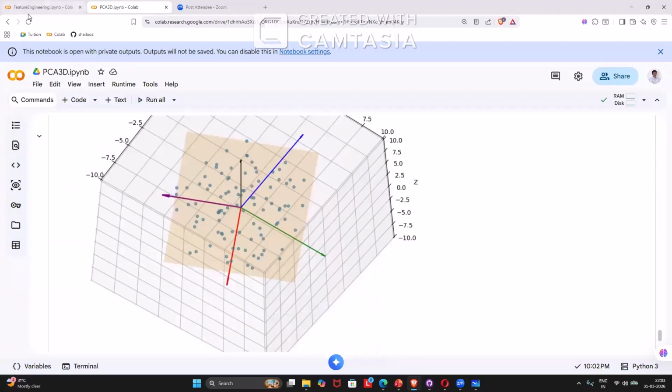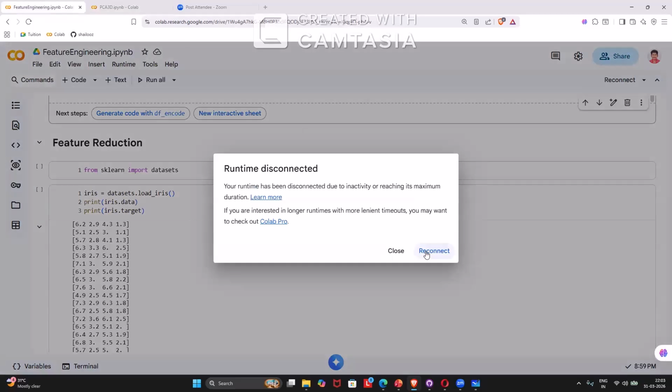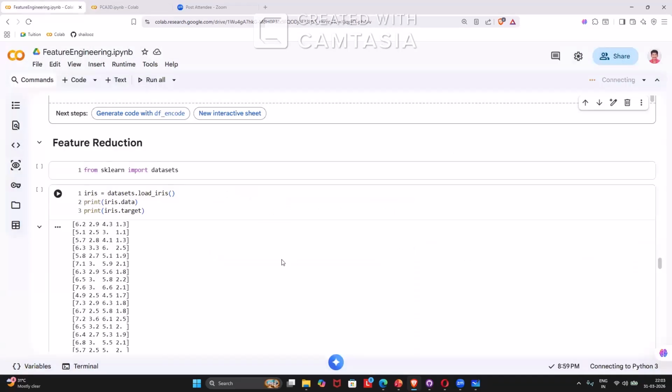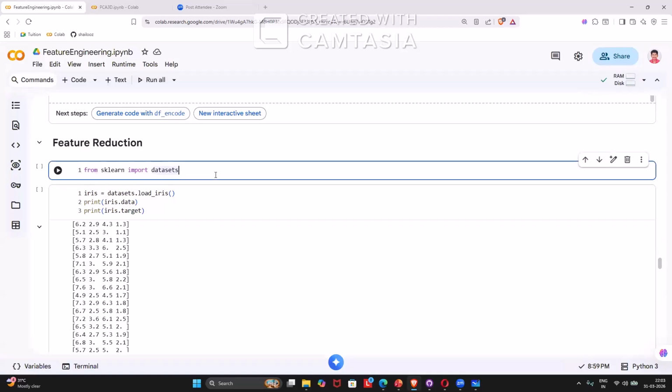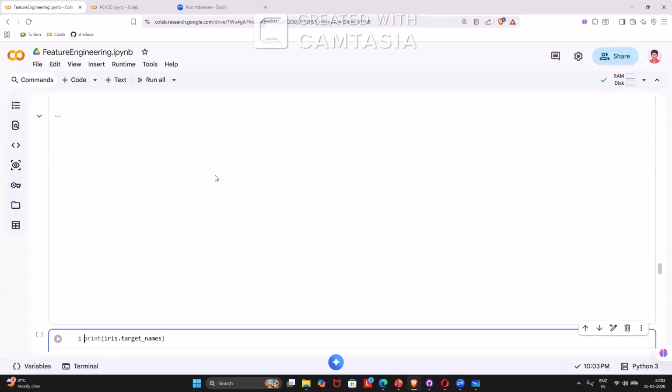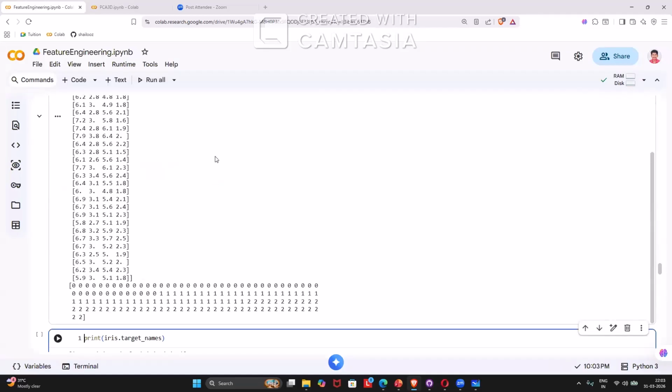And don't worry about all this mathematical stuff. To implement this is very simple. Just need to load the data.